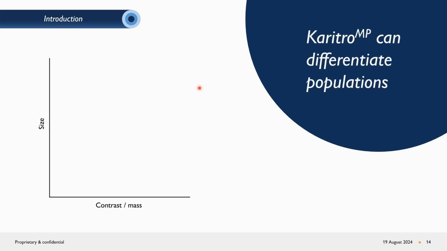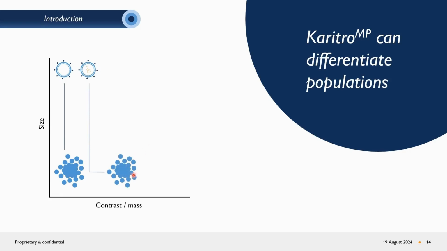Let's see how the KaritroMP can differentiate populations. In this hypothetical scenario, where we are measuring size versus contrast, as we would do in a Karitro fashion, we have a small empty particle appearing at a certain size and contrast value. If we measure a full particle with the same size, this would appear at a larger contrast value, so larger mass because of the payload, but same size value because they have the same diameter.